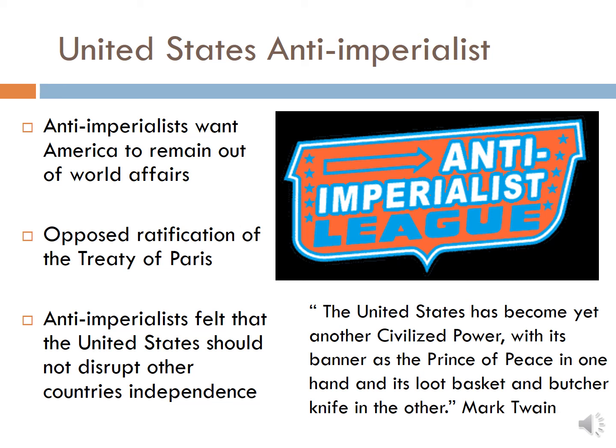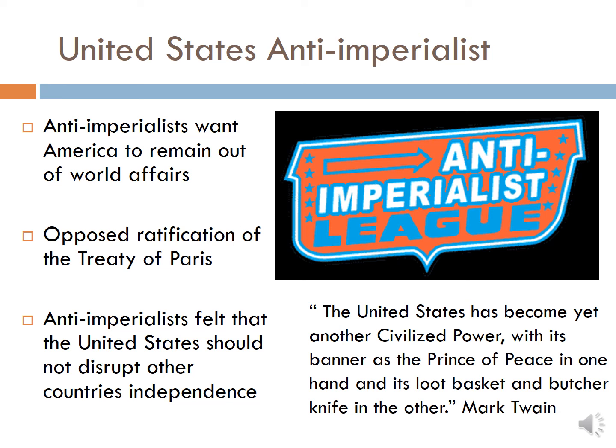So this is a famous quote from Mark Twain commenting on American imperialism. And he says, "The United States has become yet another civilized power, with its banner as the Prince of Peace in one hand and its loot basket and butcher knife in the other." Basically making the commentary that the disguise of being the Prince of Peace, of spreading peace and democracy, is secretly hiding the hidden agendas of taking advantage of the resources of these areas.